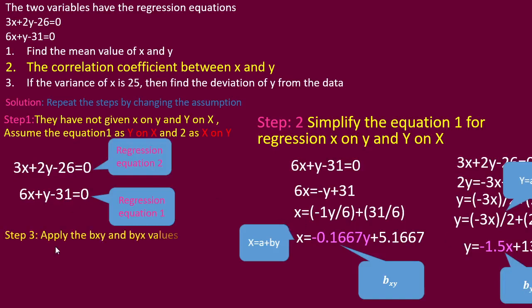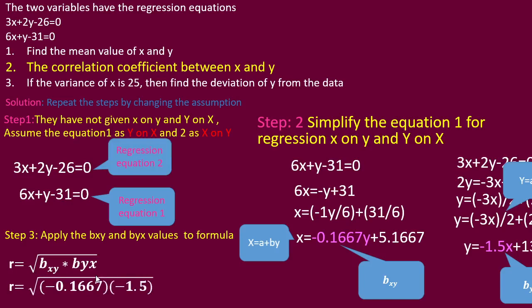Now let me apply the values to the correlation formula. Correlation value equals square root of bxy into byx. Bxy is minus 0.1667 into byx value minus 1.5. So r equals square root of minus into minus, plus, of course, 0.25005. If we remove the square root, we get the value r equals minus 0.5.